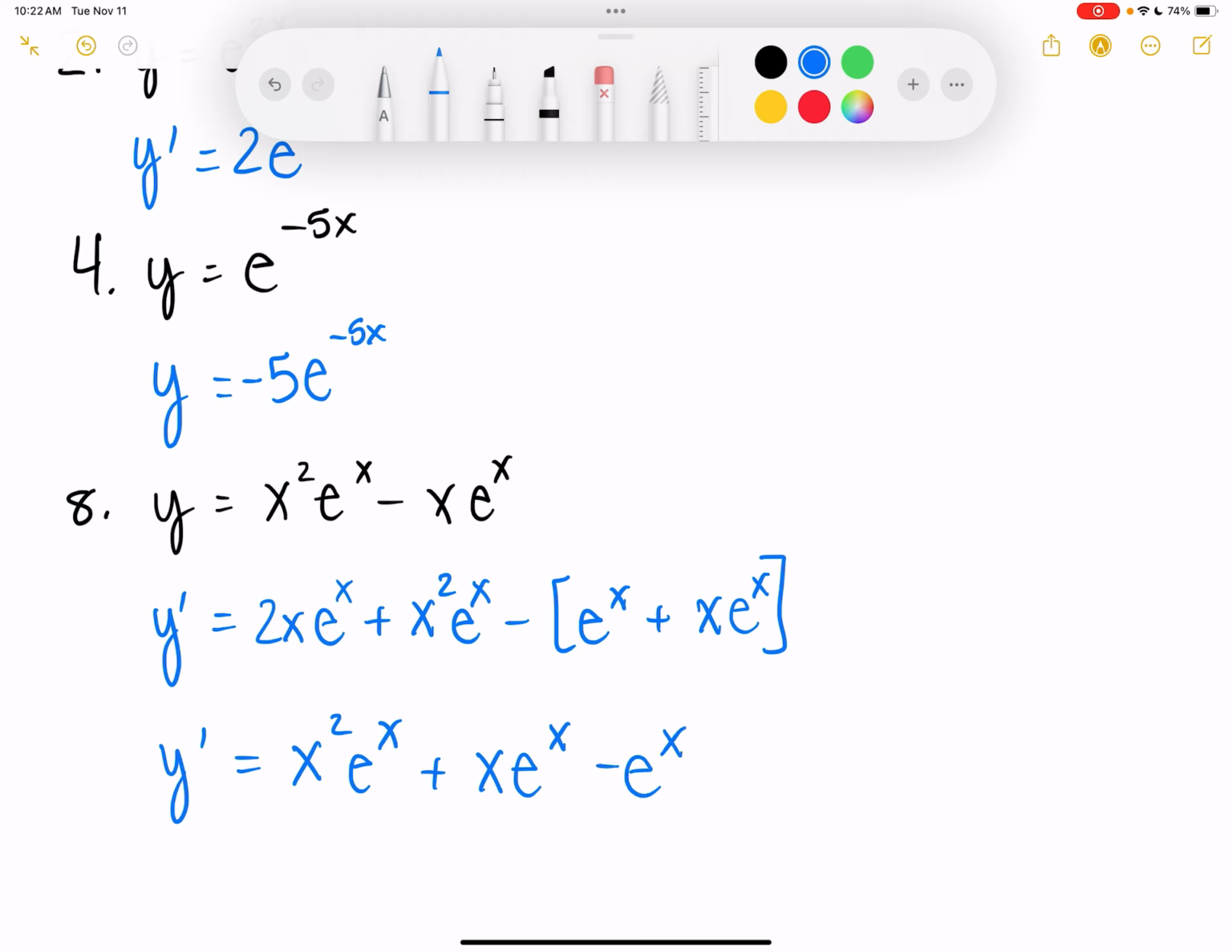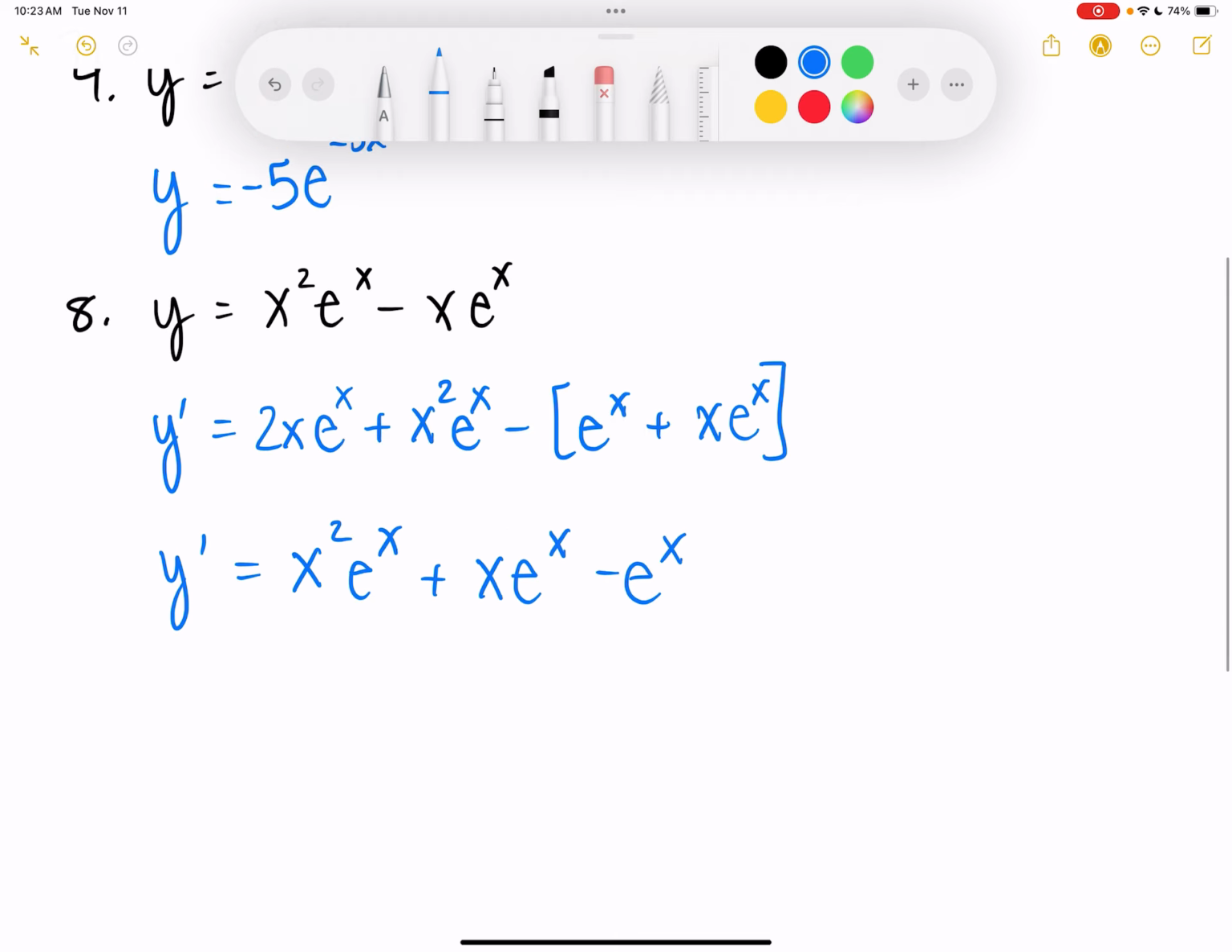I tried to do it so that the x's are in descending order, but they're not as picky when it involves exponentials if it is in that order. I just think it looks nice that way. That's why I do it that way. But that's it on that one.